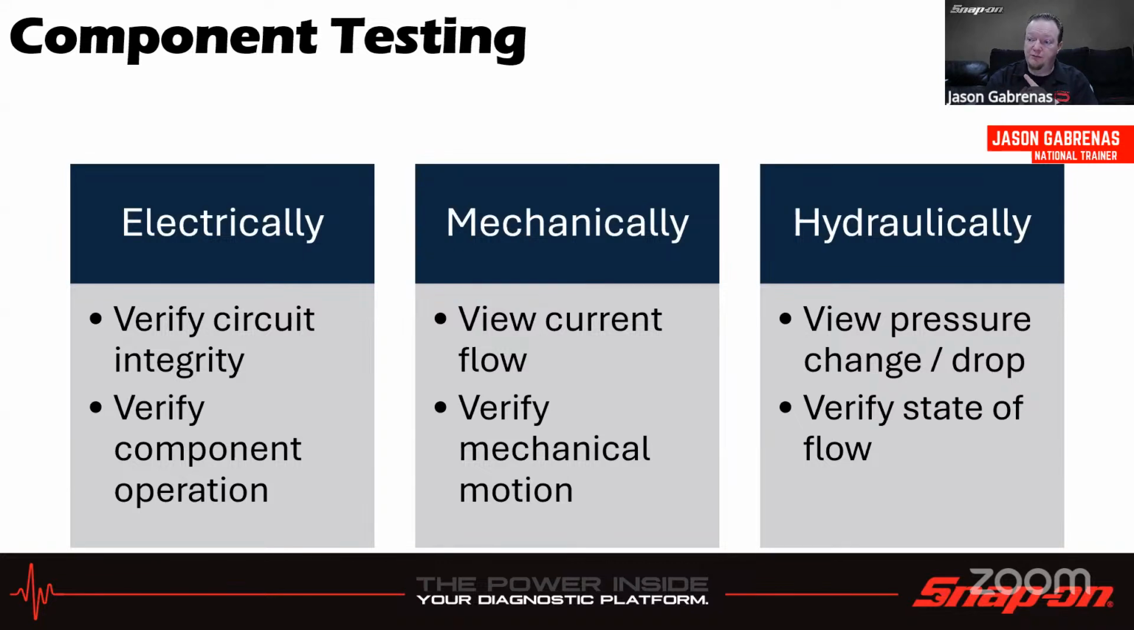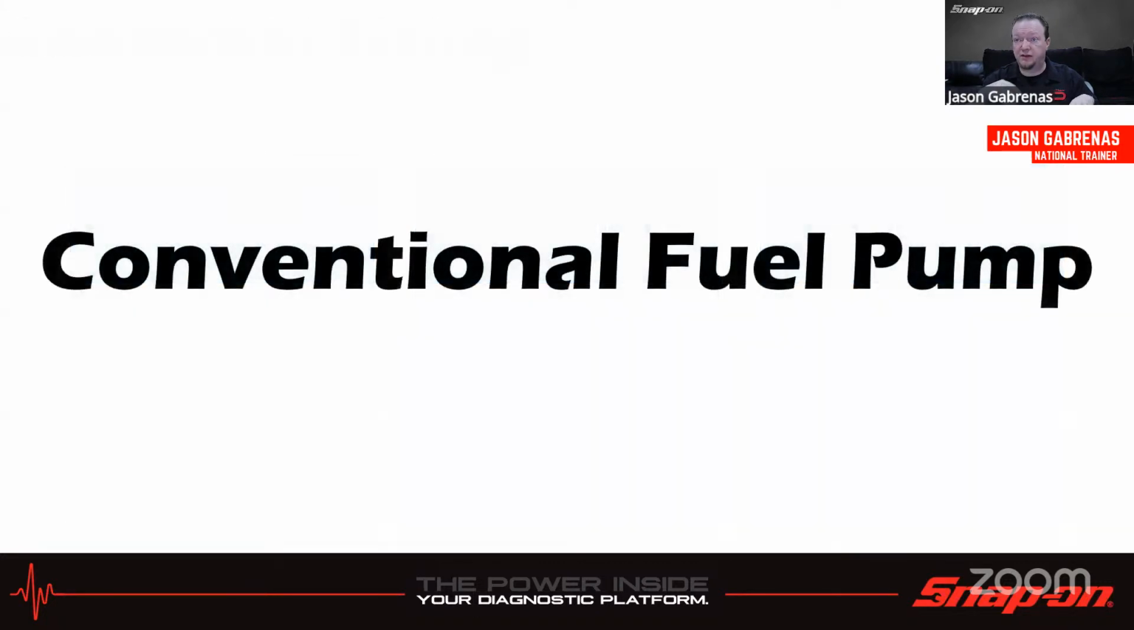Mechanically, I can view current flow and see the current flowing through the circuit, through the component, and I can verify mechanical motion. I'll show you a couple tips on that. And then hydraulically, view a pressure change or drop, especially if it's a fuel system, and verify the state of flow. So those are the three real ways we test a component. First thing we'll talk about is where the fuel comes from, the fuel pump, of course, right?